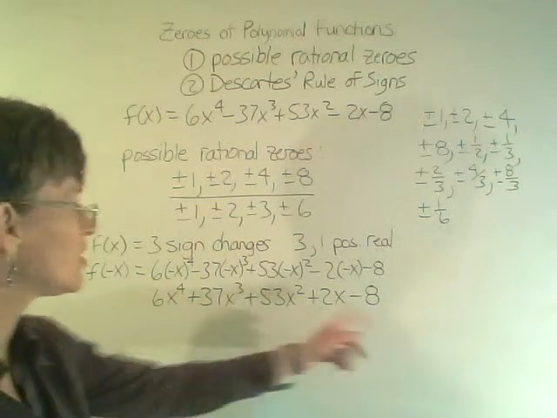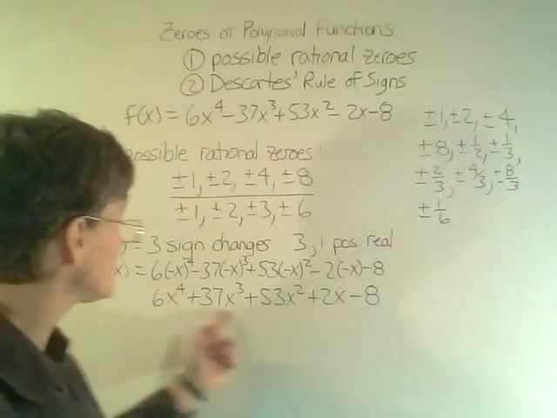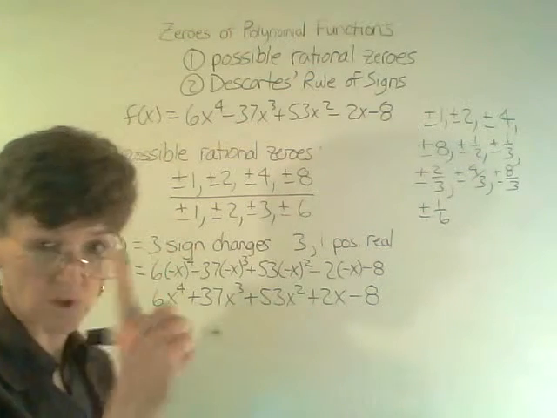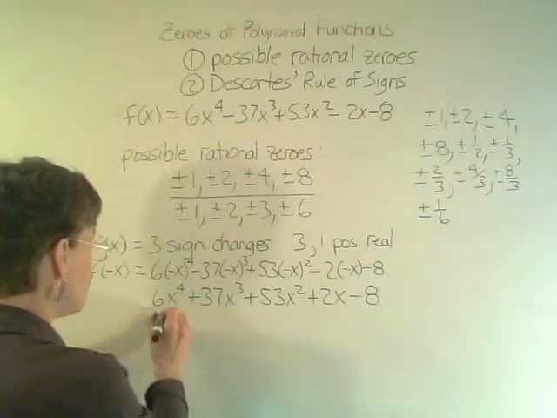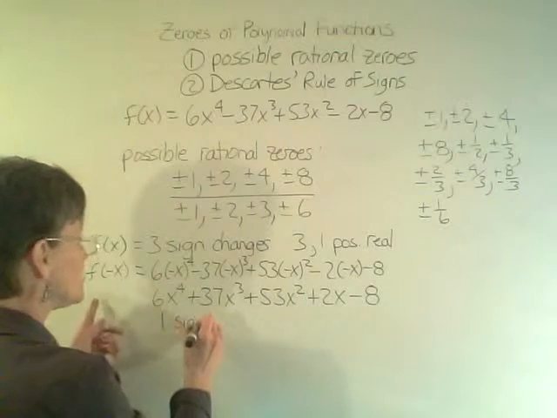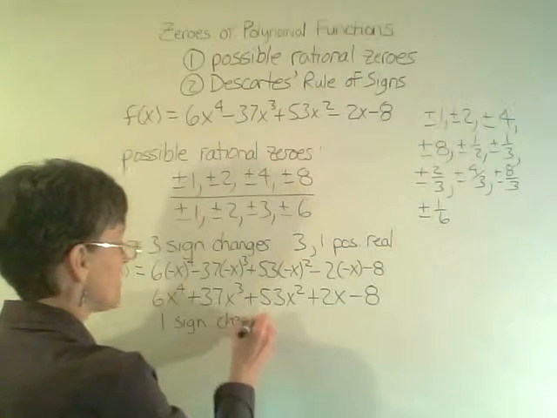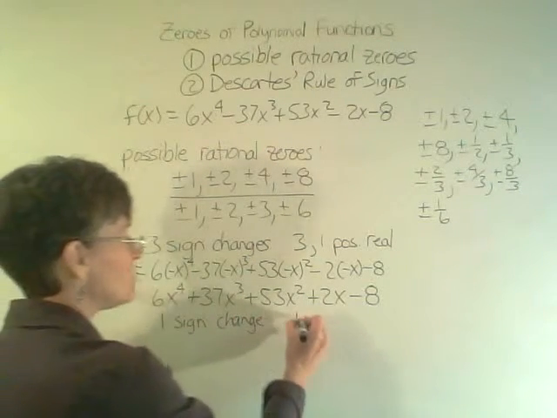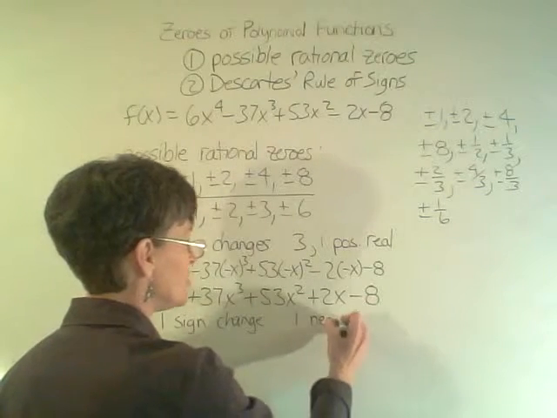So if I count my sign changes here, everything's positive until I get to here, so all I have is one sign change. So one sign change in f of negative x indicates that I have one negative real zero.